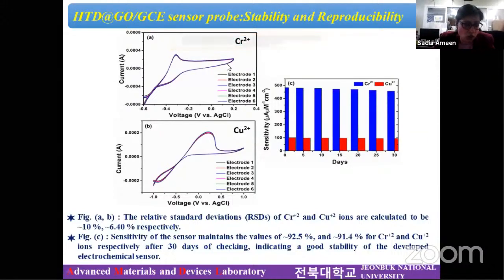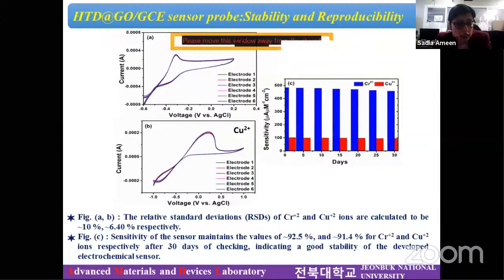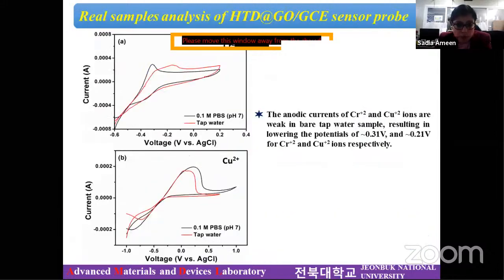Like you could see, there is no difference in the CV analysis. And also we tested our sensors for stability by consecutively checking the sensing properties for 30 consecutive days, and we didn't find much deterioration in our sensor probe. And this is how we have checked the real samples.